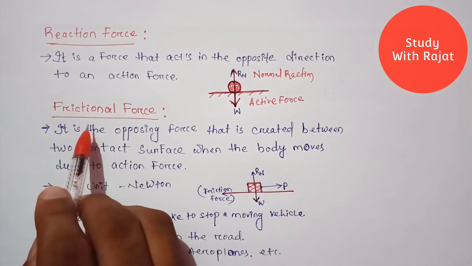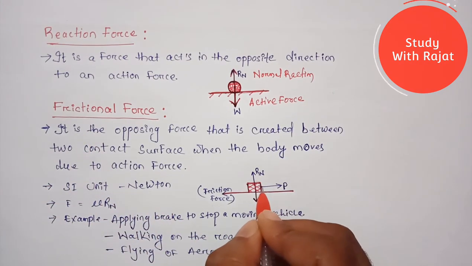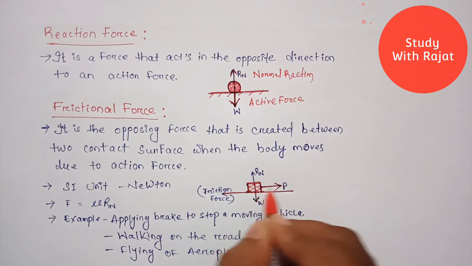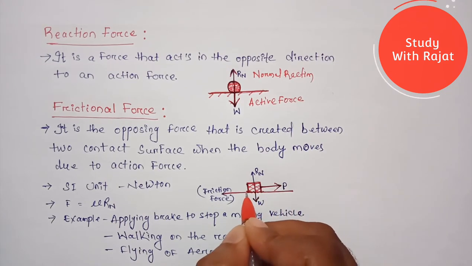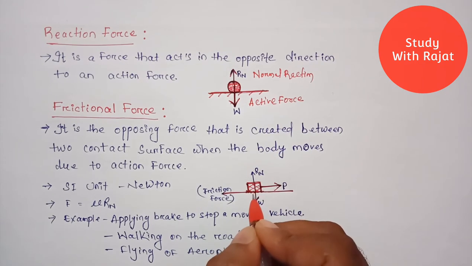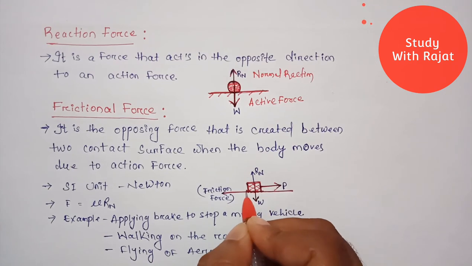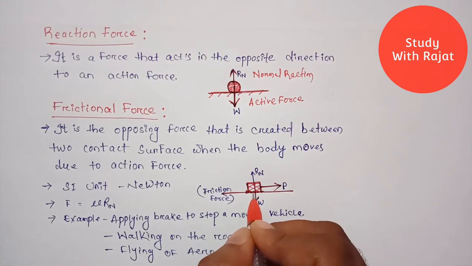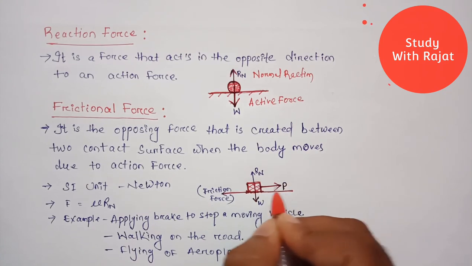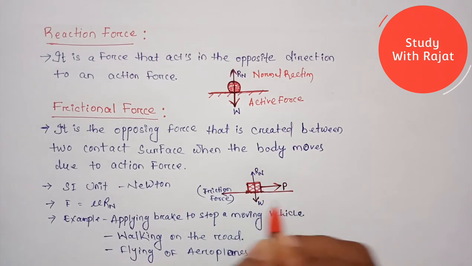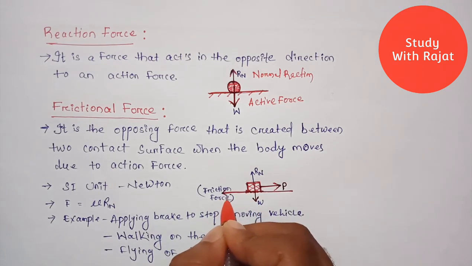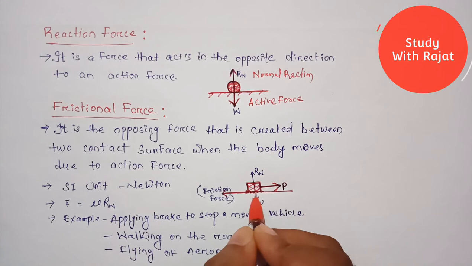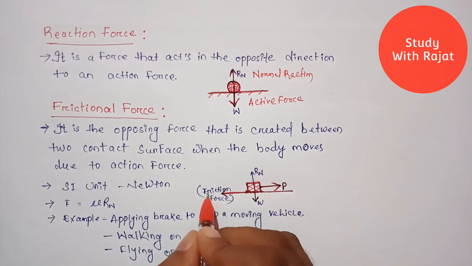So what is the frictional force? Friction means if there is an applied force, which we can take as P, and we pull this body forward, then a resistance force will be created between the two surfaces. This resisting force is known as the friction force. The friction force is opposite to the applied force. Here the applied force P is in this direction, and the friction force is in the opposite direction. Always remember, the friction force is opposite to the applied force.